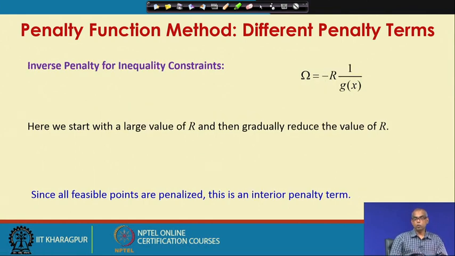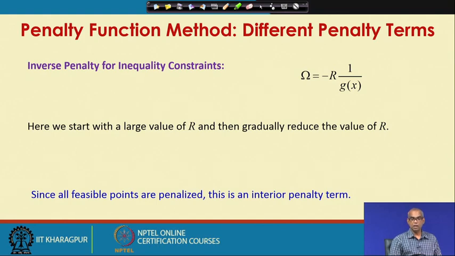Inverse penalty for inequality constraints, which is defined as -R/g(x). Here we start with a large value of R and then gradually reduce the value of R. Since all feasible points are penalized by this penalty term, this is known as an interior penalty term. So, inverse penalty for inequality constraints is an interior penalty term. So, these are the various penalty terms that you can use to form the penalty function.